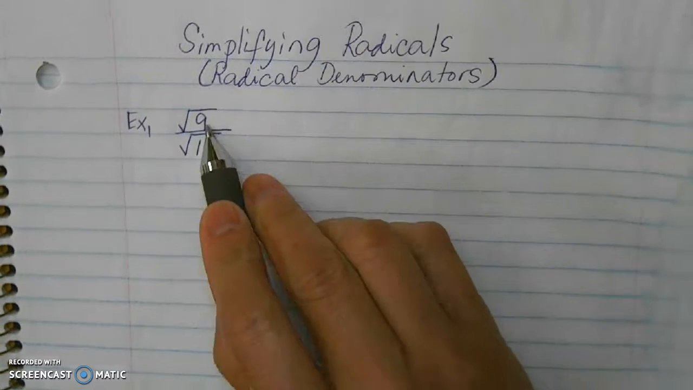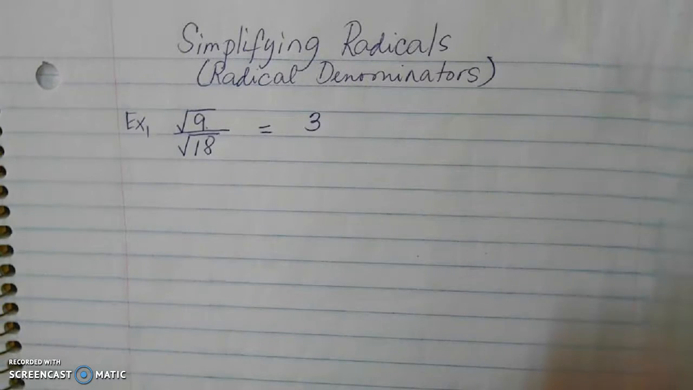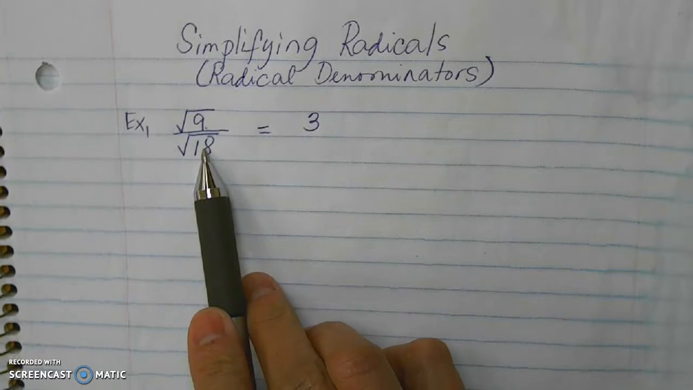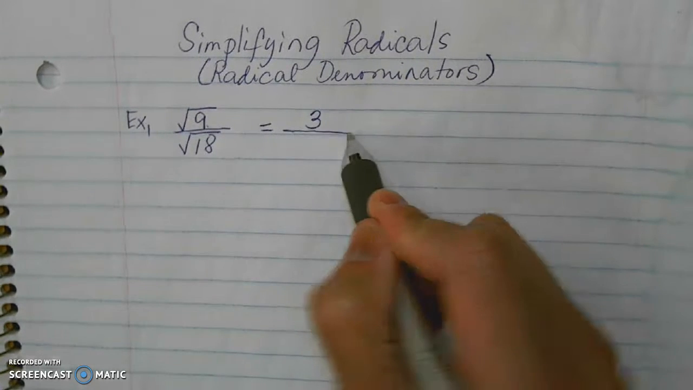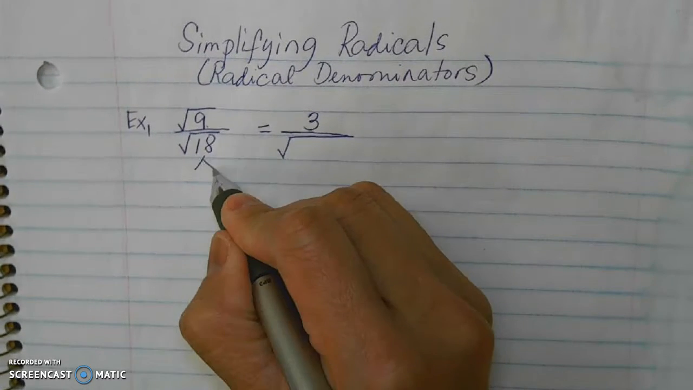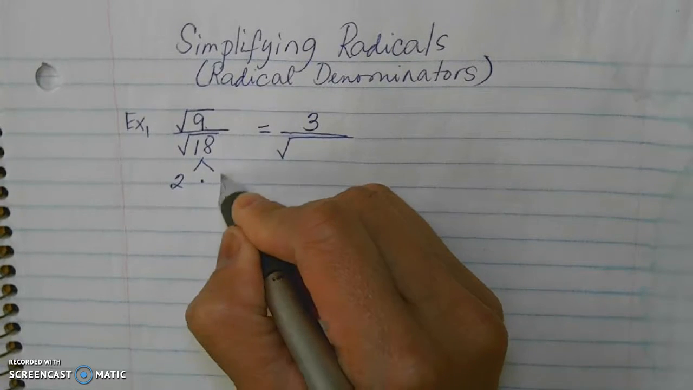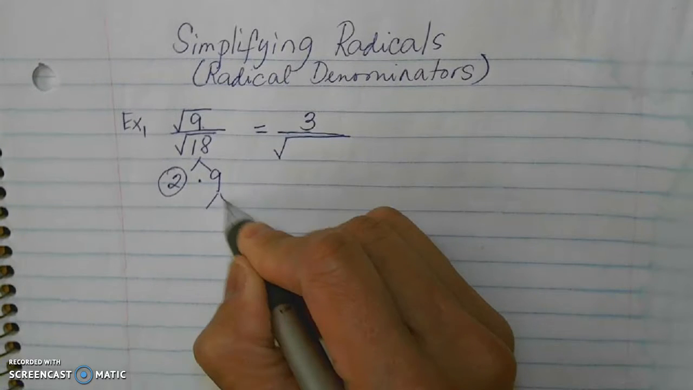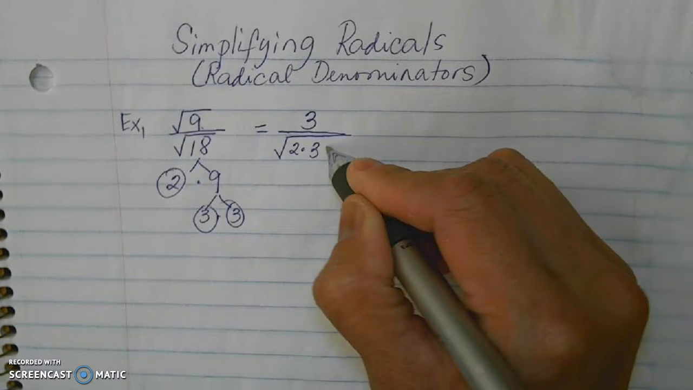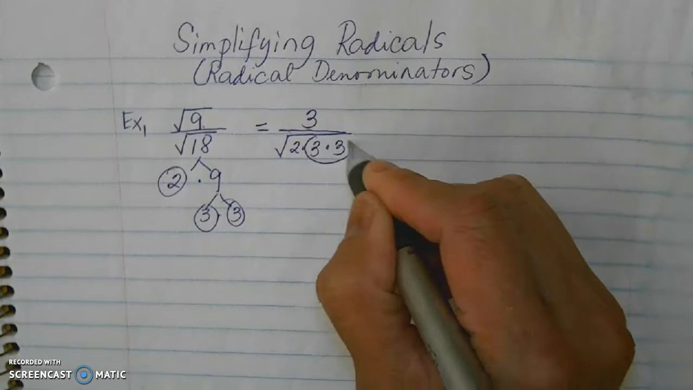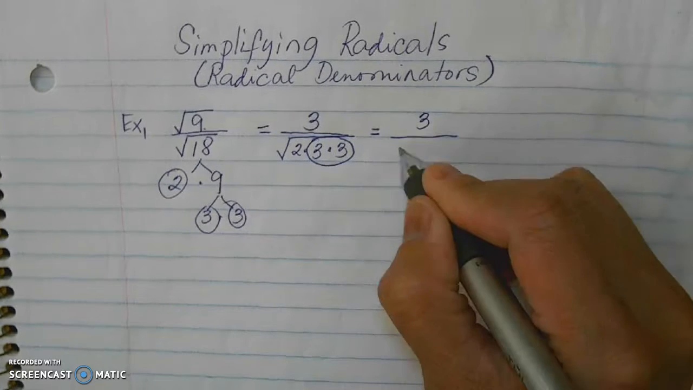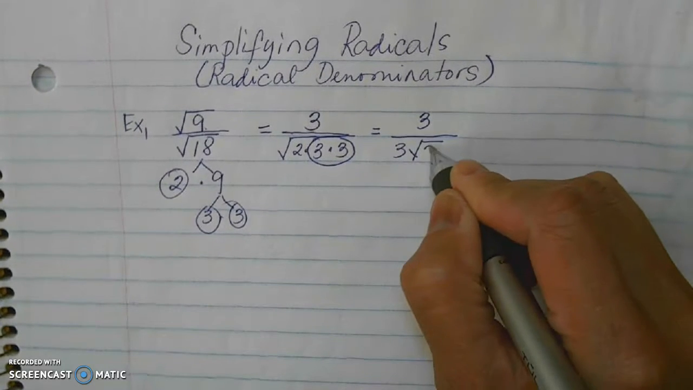So, square root of 9, we all know, is a 3 because 3 times 3 is 9. And then this right here, let's see. So that will be over square root of, if I'm going to do this just to show you that again, prime factorization can be done here. So that's 3 times 3. It's going to be 2 times 3 times 3. This will go out because it's a perfect square. So therefore, you're going to have 3 over 3 square root of 2.